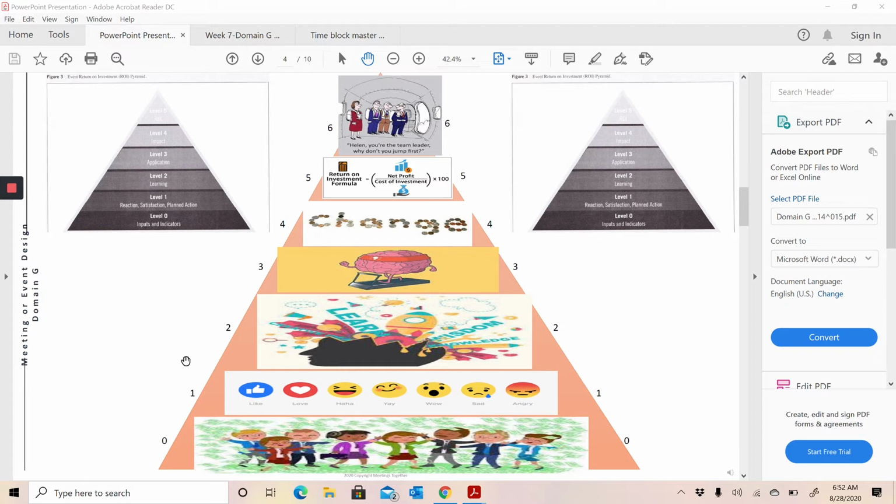So like leadership and things like that. And it's a little joke saying, Helen, you're the team leader. Why don't you jump first? They've got little flight packs on and jump out of the airplane. So if you can't see the cartoon there. So make sure that you understand, again, the pyramid for the Phillips ROI methodology.